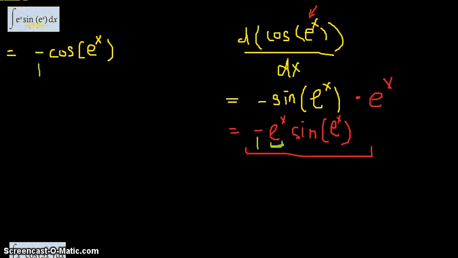Oh, sorry. Let me change the color. This part, and this part will give us this part, and this negative and this negative will cancel out. So that's it. My final answer is negative cosine of e^x.